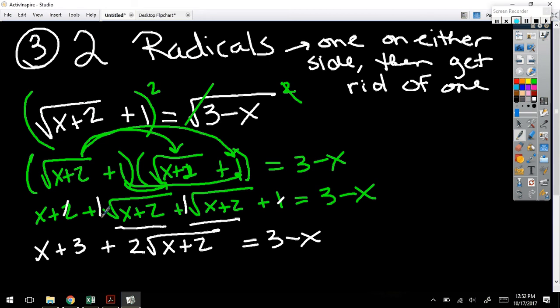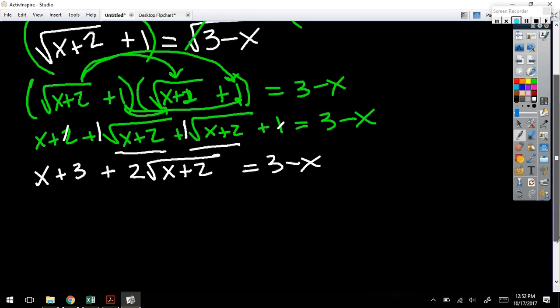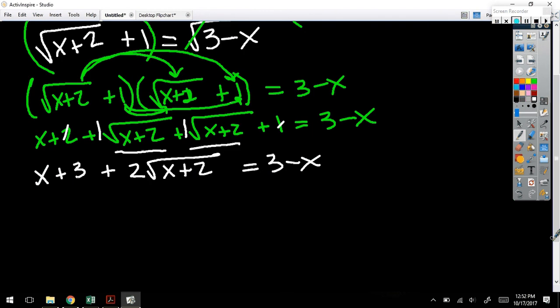Now I have an equation with one radical. If you ever have an equation with one radical, what do you do? Isolate it. So like a double FOIL, this is a double radical kind of thing. I'm going to subtract 3. I'm going to subtract x.